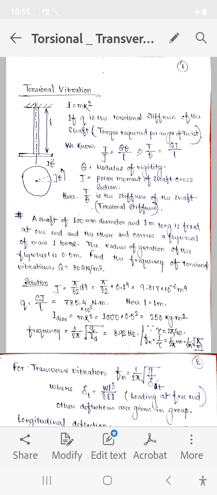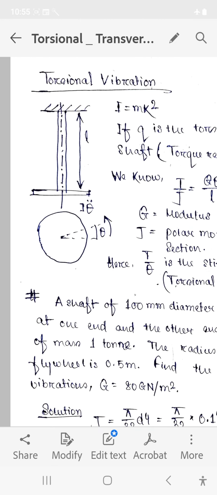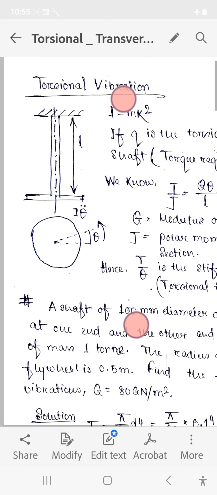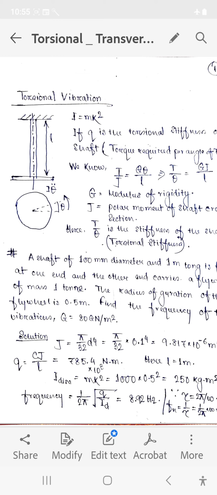So this is the figure of a shaft which has a disc at its free end, and the shaft is fixed at one end. Now if I see the front view or view from the bottom, we'll see like this, which is the disc view. Behind that the shaft is attached, which is fixed to one end. Now I know that the moment of inertia of the disc is I equal to mk square, where k is the radius of gyration. Now what will happen if I give a small rotation to the shaft disc?